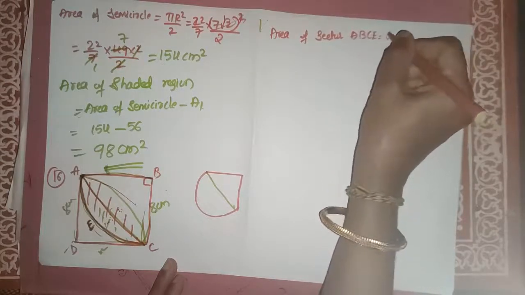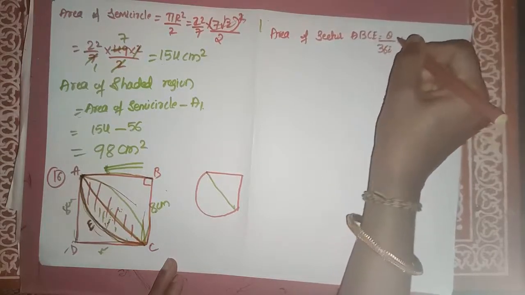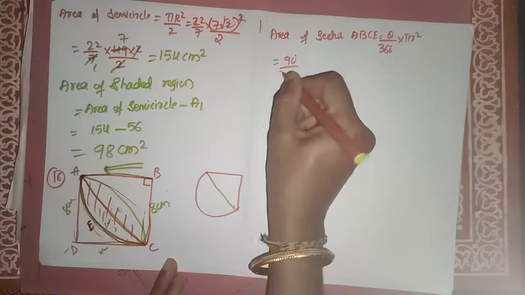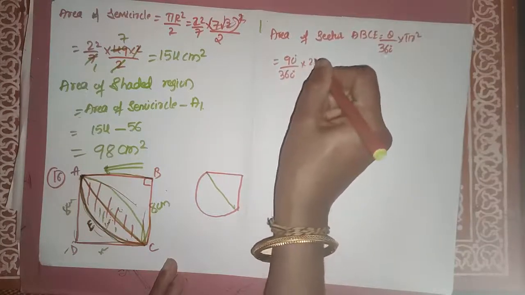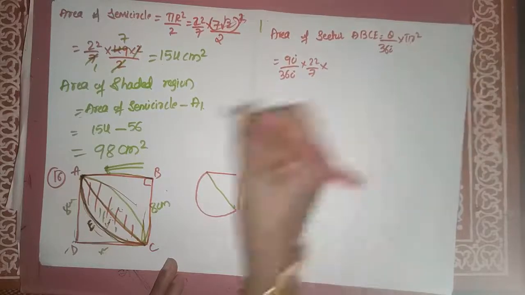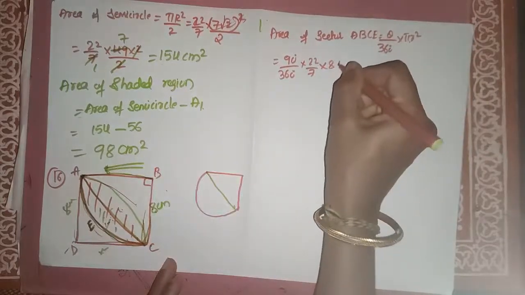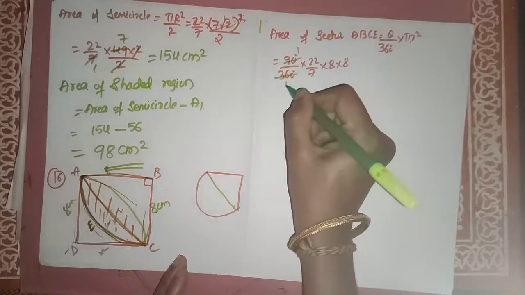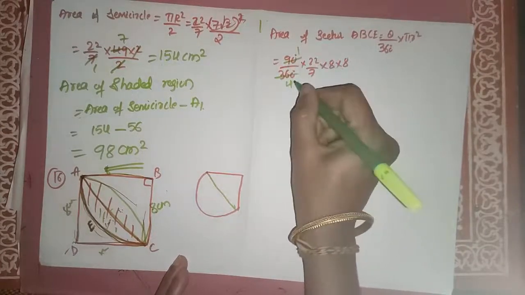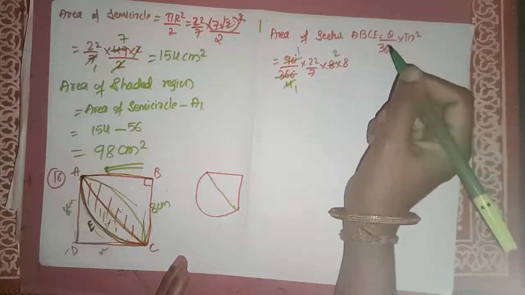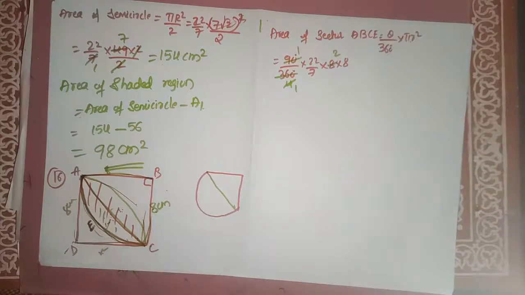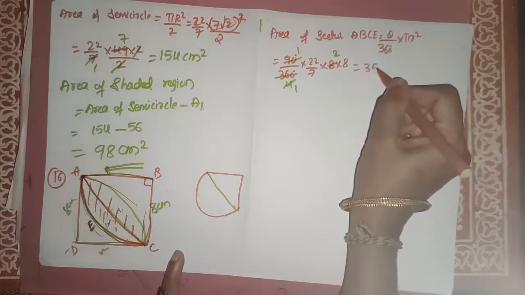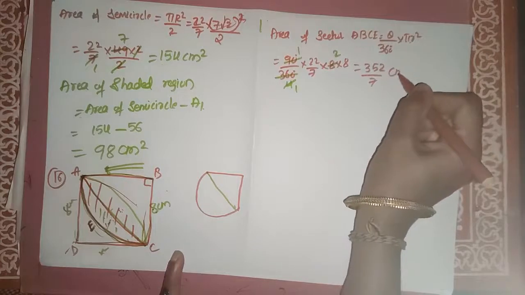square. Here theta, r square is 8 into 8. Here I am multiplying this and we have 352 divided by 7 centimeter square.